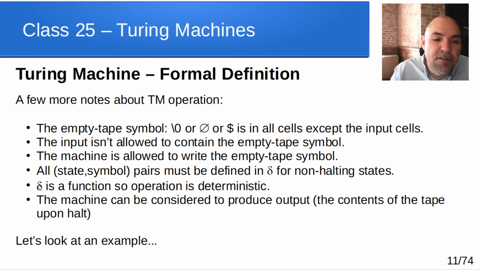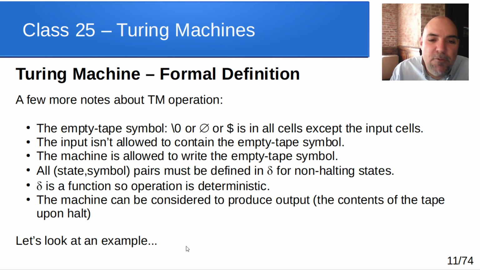All right, so delta is a function, so that means the operation is deterministic. In other words, there's never any choice. When it sees a certain symbol and it's in a certain state, there's only one action defined for that. Since it's a function, you can't have more than one action for the same domain element, so it's always completely deterministic. The machine can also be considered to produce output: when the machine halts, whatever was on the tape could be considered its output. So you can feed it input, it can process things, and it can produce an output.